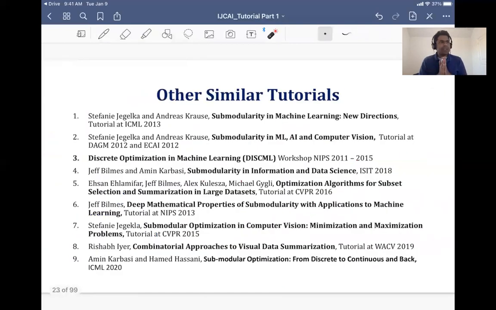Okay, awesome. So I'll quickly point out that there are actually several flavors of similar tutorials that have been done. Those tutorials have been slightly more focused on the algorithmic and theoretical aspects of submodularity as opposed to the applications themselves. So things like the ICML tutorial, there was a workshop for several years at NeurIPS/NIPS, some tutorials at ISIT, and a few different tutorials on data summarization at CVPR.